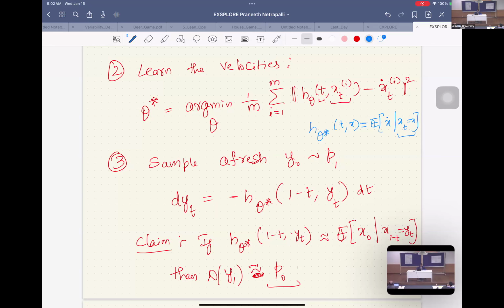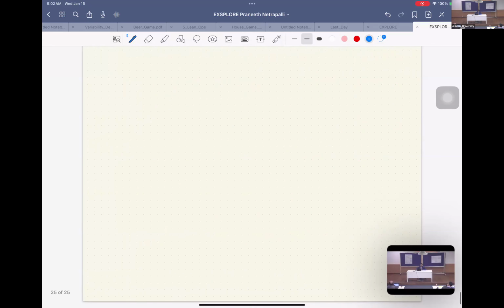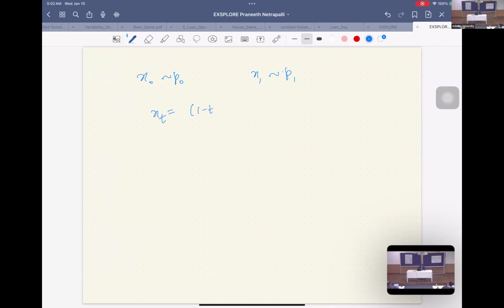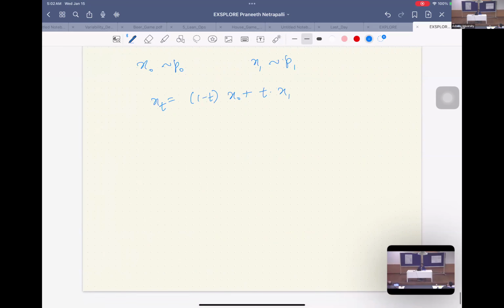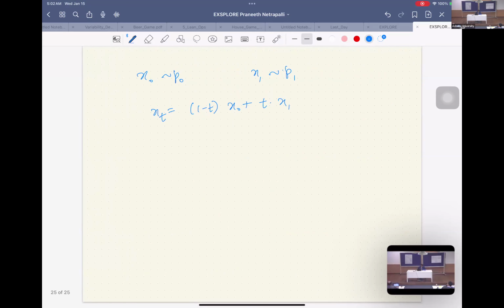So let me write it clearly here. Basically, you sample x0 from p0 and x1 from p1, right? And xt is equal to 1 minus t x0 plus t times x1, right? So what is the expected value of x dot given xt is equal to x?